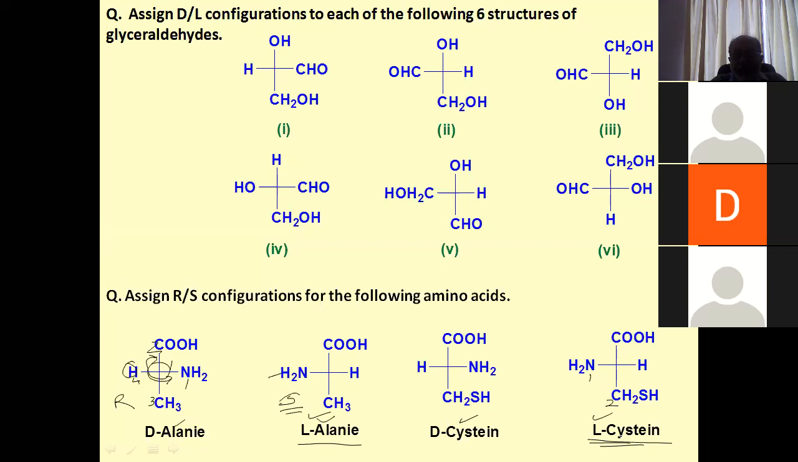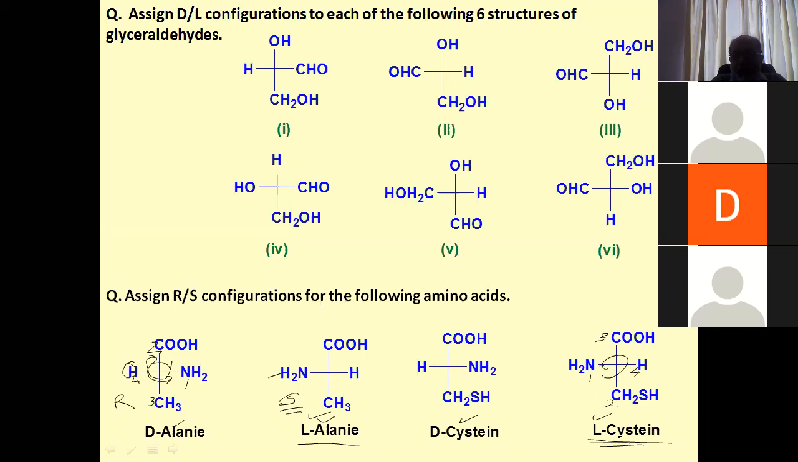Because this is sulfur, and here it is oxygen. Carbon is bonded to oxygen here, and here carbon is bonded to sulfur. Sulfur has got higher atomic number. So this is 2, this is 3, this is 4. So if this is 1, 2, 3, it means what?